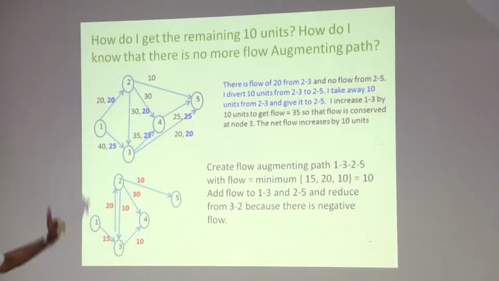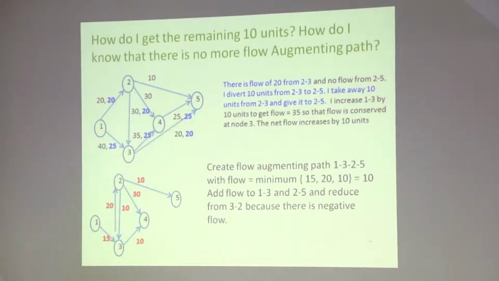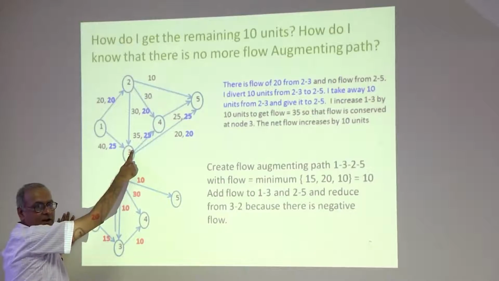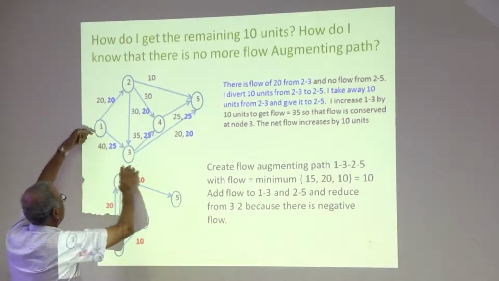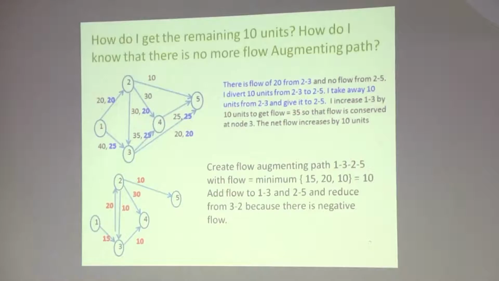Now let me explain. There is a flow of 20 from 2 to 3 and no flow from 2 to 5. So what can I do? I divert 10 units from 2 to 3 to 2 to 5. Therefore, out of this 20, only 10 units are flowing here. Now I have to top up this 10. So I have capacity 10. So I send a 10 here. So this is taken care of. I am able to increase by 10.